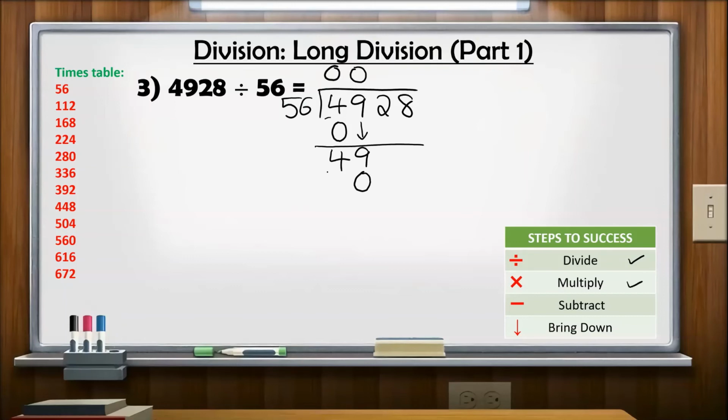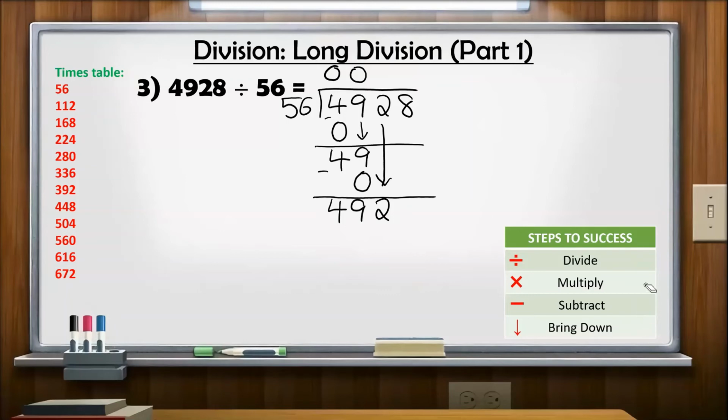The next step is to subtract the two numbers. So 49 take away 0, and the answer is 49. And the next digit I'm going to bring down is the number 2. So my 49 now becomes 492. And there we have it.